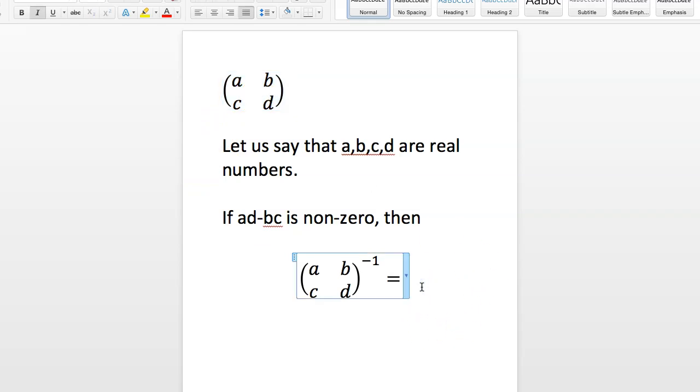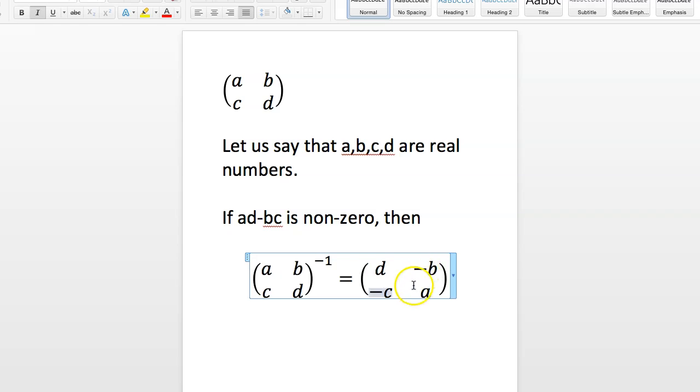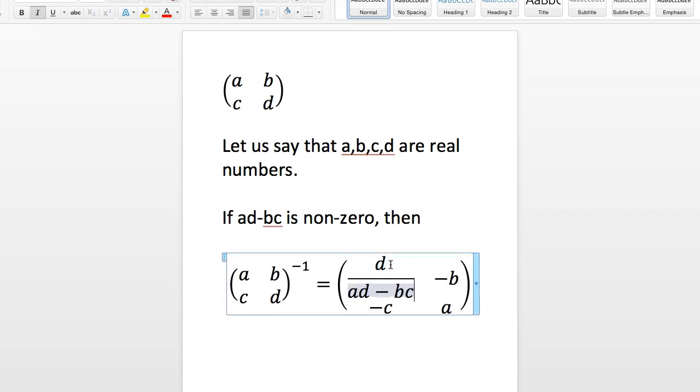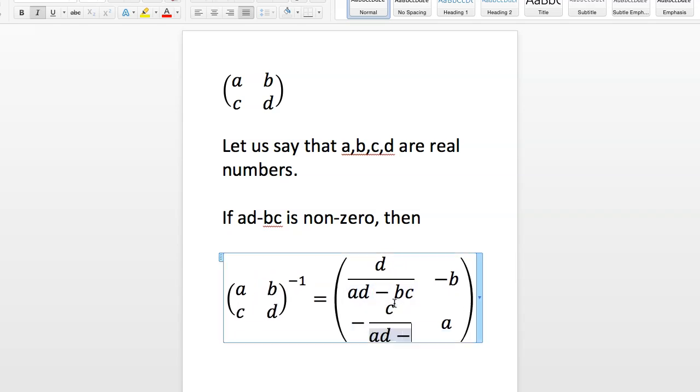Now, how do we define the inverse? We define it as follows. We need to make some changes. We turn this into D, we turn this here into A, and we switch places. We negate these here and here. And now we do one other thing. So we got neg B, neg C, D, A, and we divide each entry by AD minus BC.